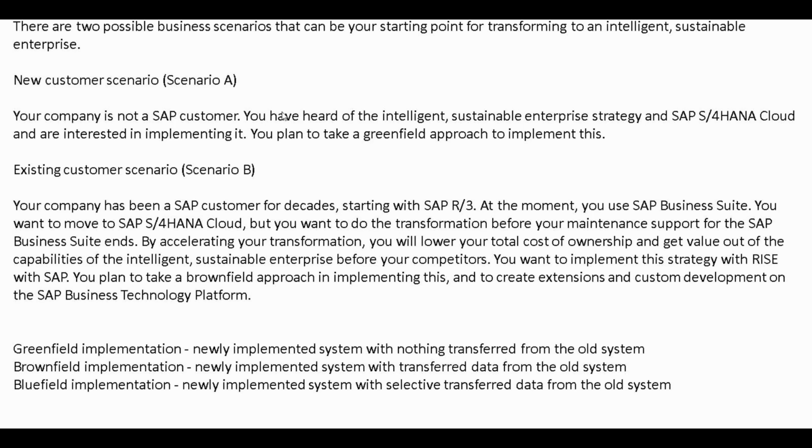For example, you have S/4HANA Cloud. They want to go with a greenfield implementation, starting from scratch. So they're going to build a new system there.